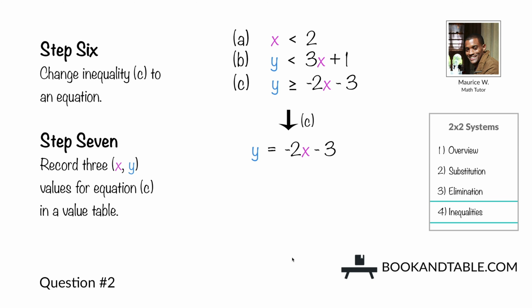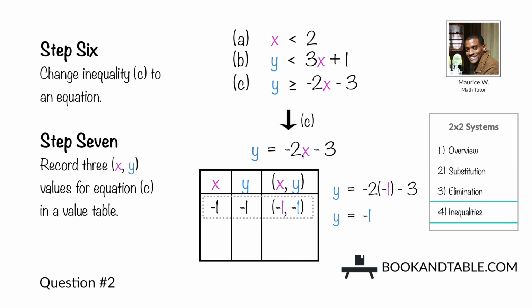And now we want to create a value table for C. So step 6, change inequality C to an equation. So we change greater than or equal to, to equal to. And now we plug in 3 values for x. So when x is -1, y is -2 times -1, which is 2. 2 minus 3 is -1. So when x is -1, y is -1.